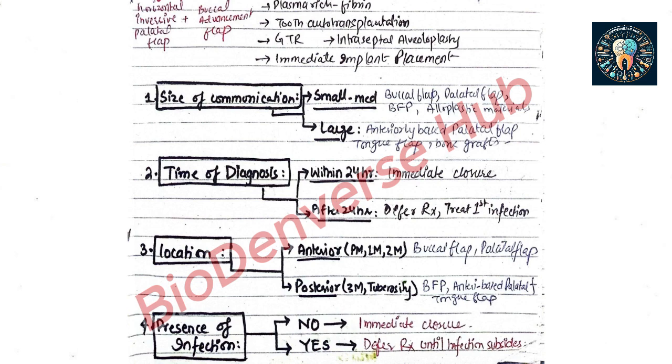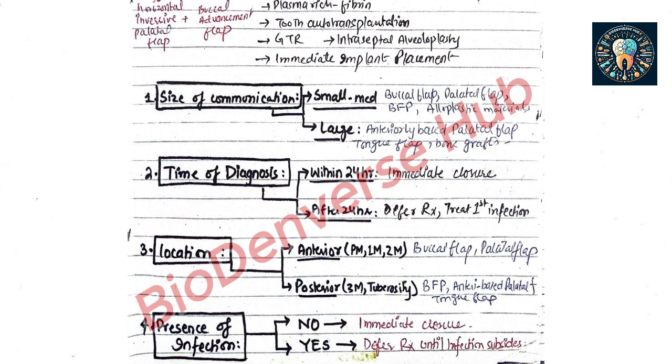First of all, it will be dictated by the size of the communication. If the communication is very small, you could close it with the buccal flap, the palatal rotational flap, the buccal fat pad, or alloplastic material. But if the fistula or communication is very large, an anteriorly based palatal flap, tongue flap, or bone grafts can be used. The second guiding factor is the time of diagnosis. If the patient reported within 24 hours, immediate closure can be done. After 24 hours, it is better to defer the treatment to first treat the infection.